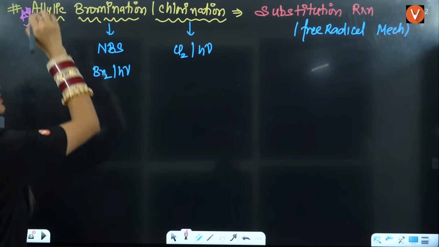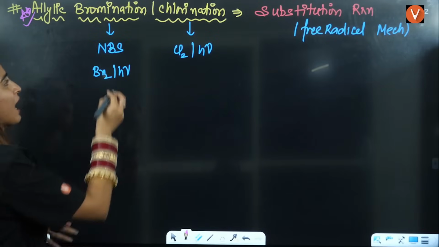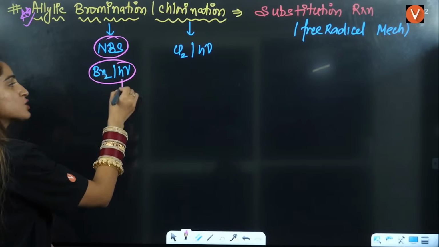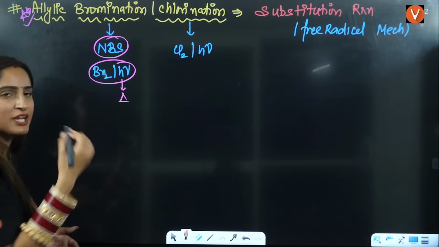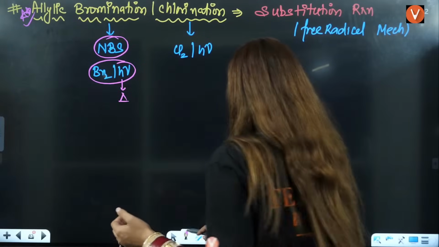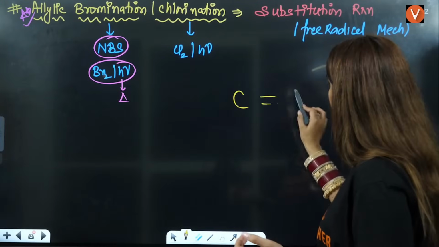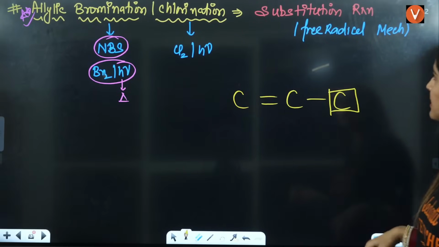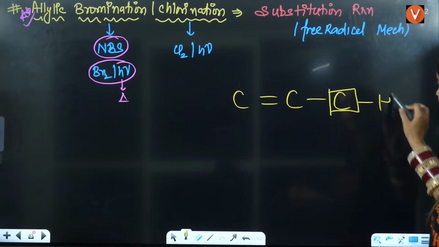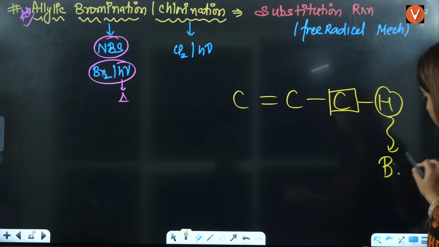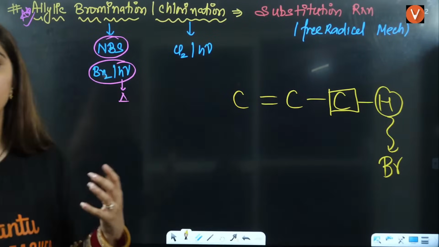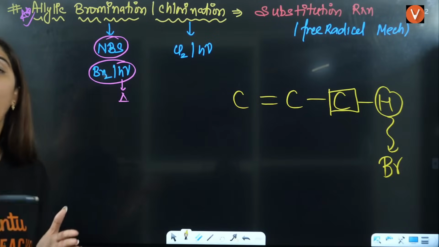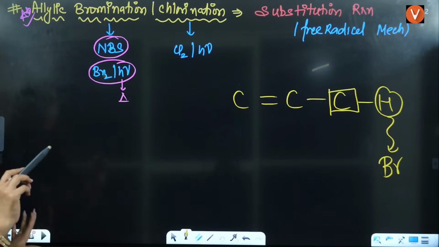Allylic position I already told you. If you have NBS, that is N-bromosuccinimide, or you have Br2 in the presence of sunlight or at a very high temperature, you are going to replace the allylic hydrogen. This is the allylic position, this is the allylic position. So you are going to replace the allylic hydrogen with bromine. That is the substitution you are going to do. Only if you have sunlight, high heat or N-bromosuccinimide will this occur.